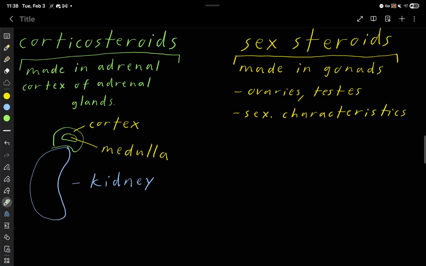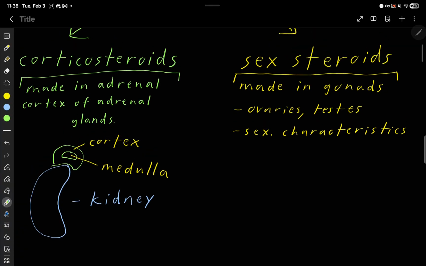Glands are responsible for hormone production, and one of the glands in our body is the adrenal glands. Adrenal glands are found on top of the kidney, and they have an inner part, the medulla, and an outer part, the cortex. The outer cortex is where corticosteroids are made. On the other hand, you have sex steroids, which are produced in the gonads, which are your reproductive glands, such as your ovaries and your testes, and they regulate sexual characteristics and reproduction.